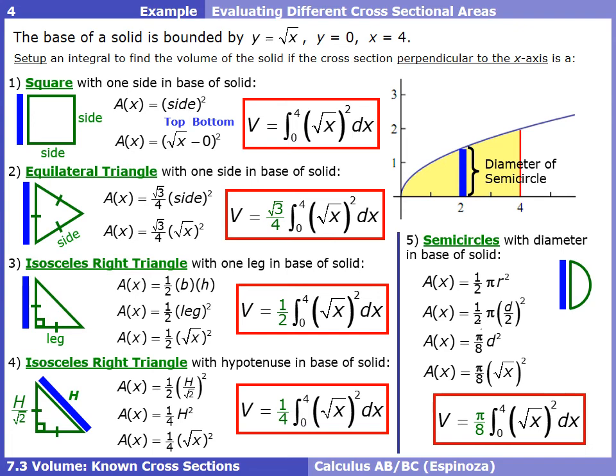So look at this slide now, just to give a recap of the ways of looking at the different shapes. But realistically, you won't really ever have to do this again. I've done the work for you, so that now all you need to realize is if you're dealing with isosceles right triangles with a leg in the base, it's just a half in front of your integral. If you're dealing with semicircles, it's pi over 8 in front of your integral. So use this as a reference for the 5 different shapes you might encounter.